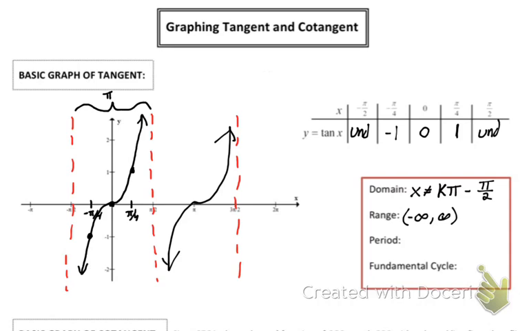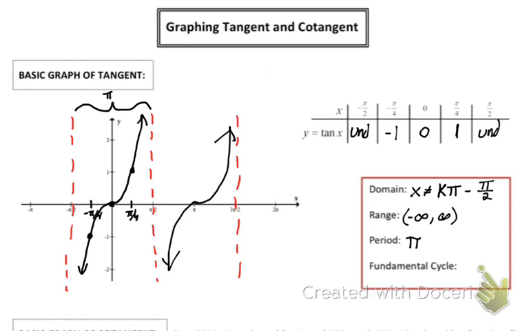Tangent's a whole new beast. Pi units is all it takes to do one full cycle. All right, so you don't have to draw this next one. You don't have to draw anymore. I just need this guy. So its period is just pi. It's just pi.